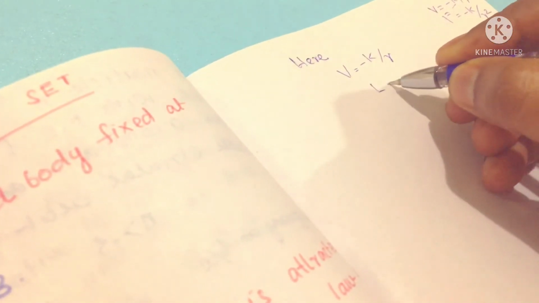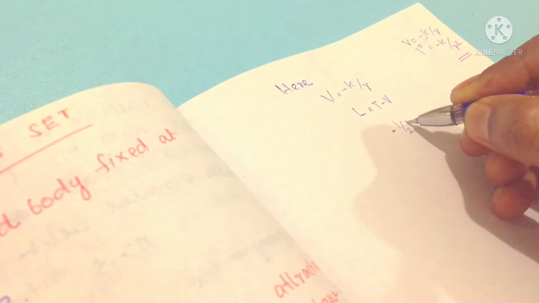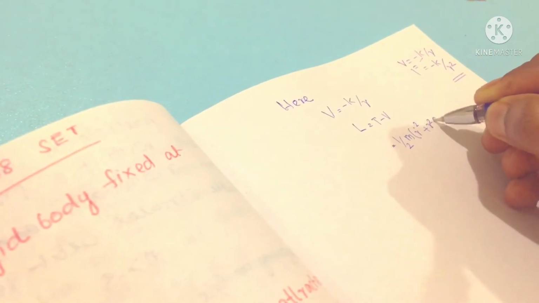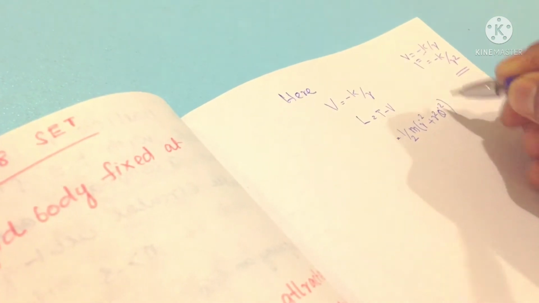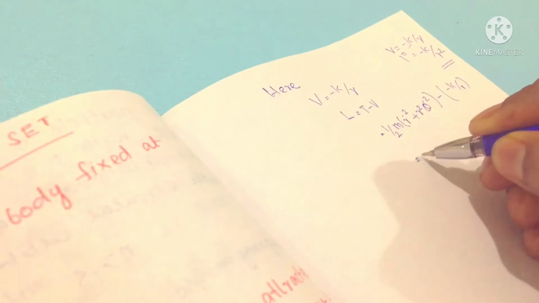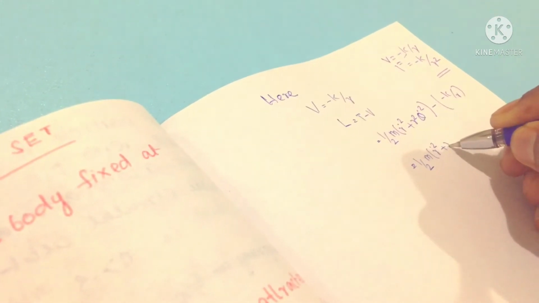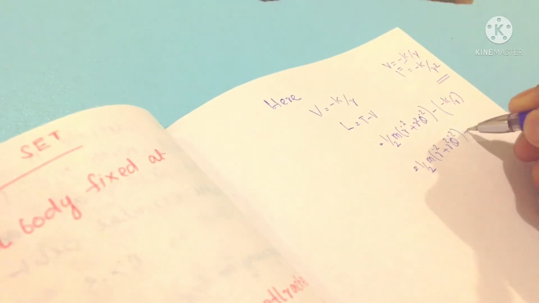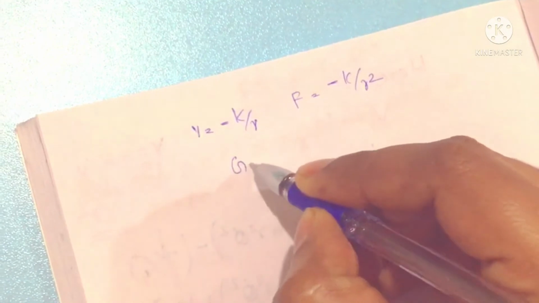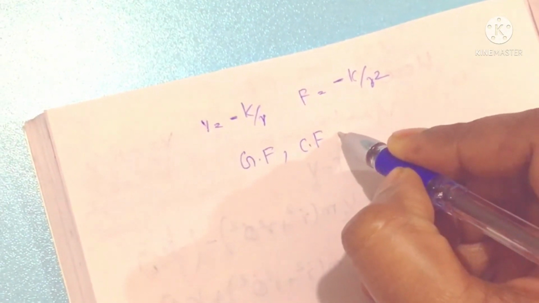Then Lagrangian is equal to T minus V, that is half m (r dot square plus r square theta dot square) minus of minus k by r, that is half m (r dot square plus r square theta dot square) plus k by r. Gravitational force and Coulomb force are the examples of inverse square law force.